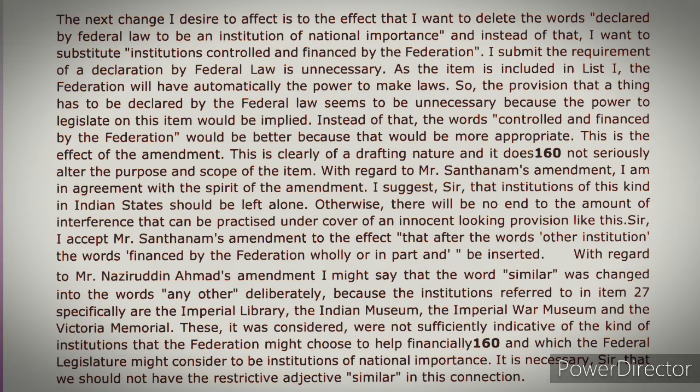With regard to Mr. Najiruddin Ahmed's amendment, I might say that the word similar was changed into the words any other deliberately because the institutions referred to in item 27 specifically are the Imperial Library, the Indian Museum, the Imperial War Museum and the Victoria Memorial. These, it was considered, were not sufficiently indicative of the kind of institutions that the federation might choose to help financially and which the federal legislature might consider to be institutions of national importance. It is necessary, sir, that we should not have the restrictive adjective similar in this connection.